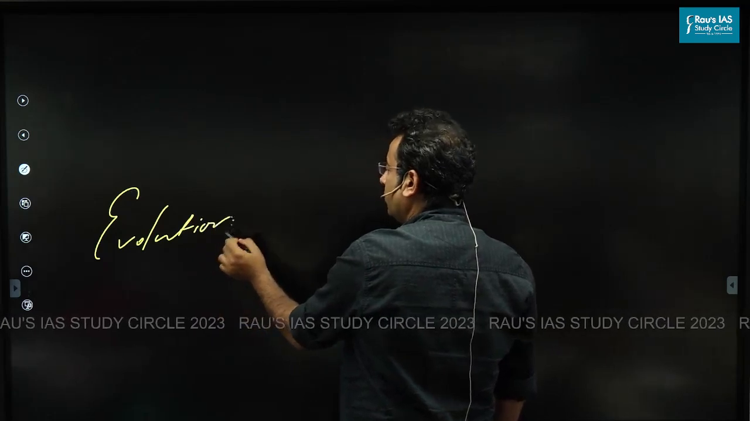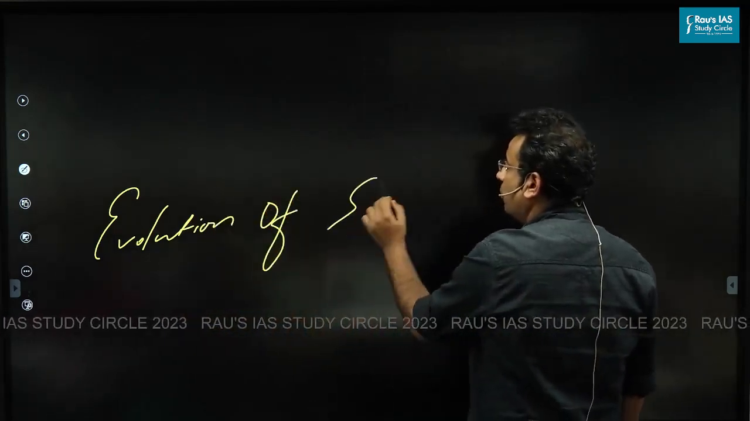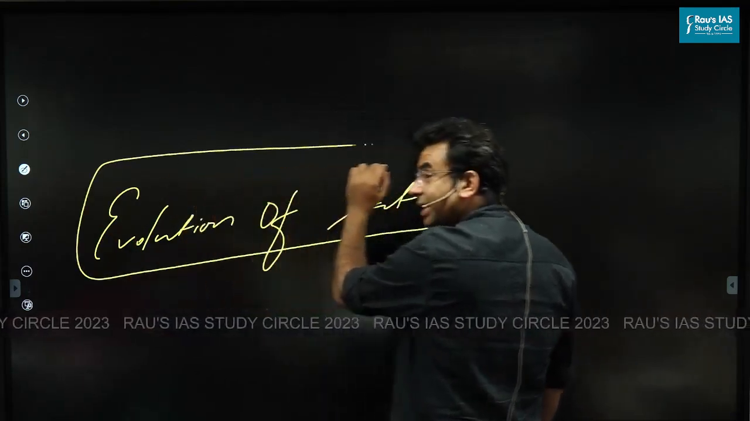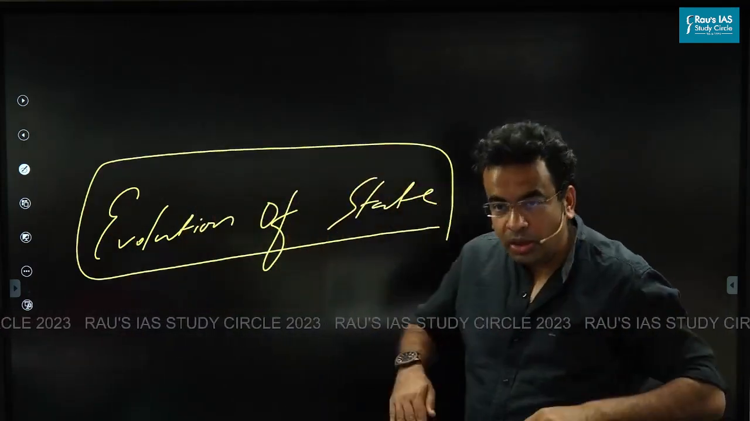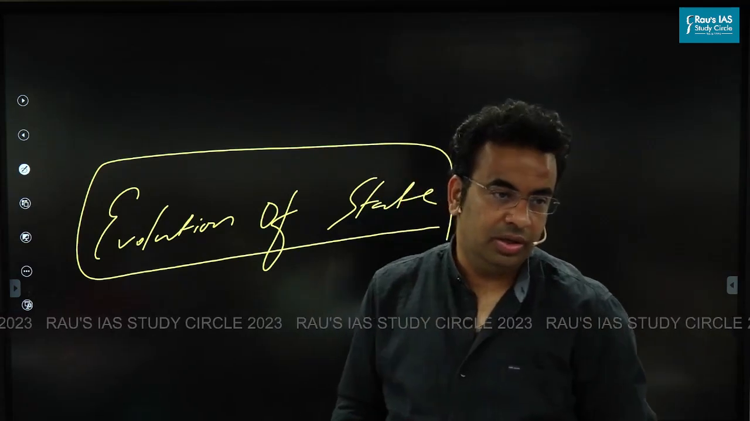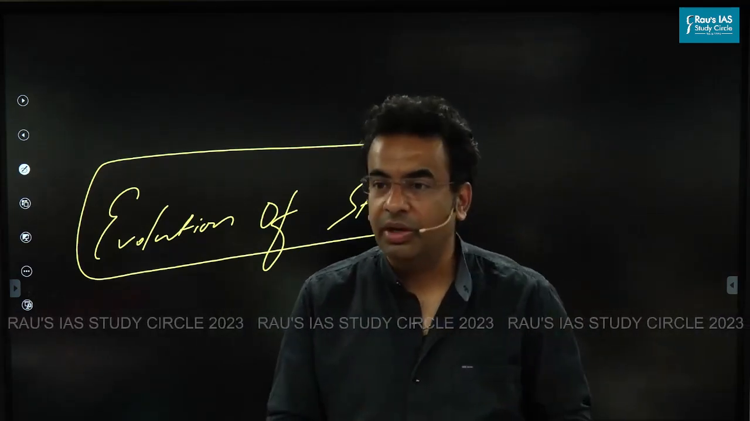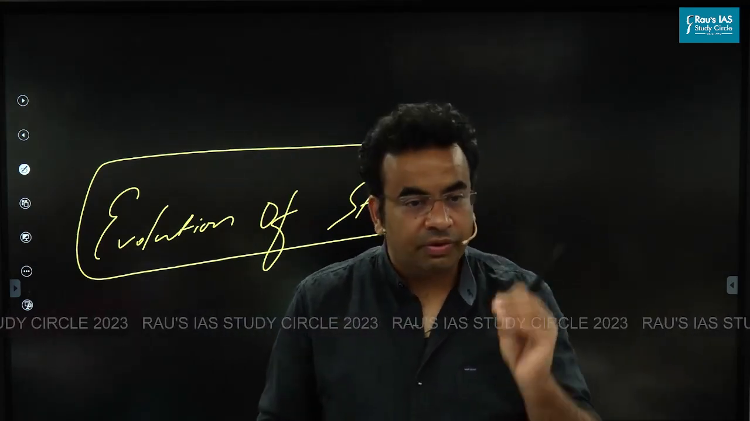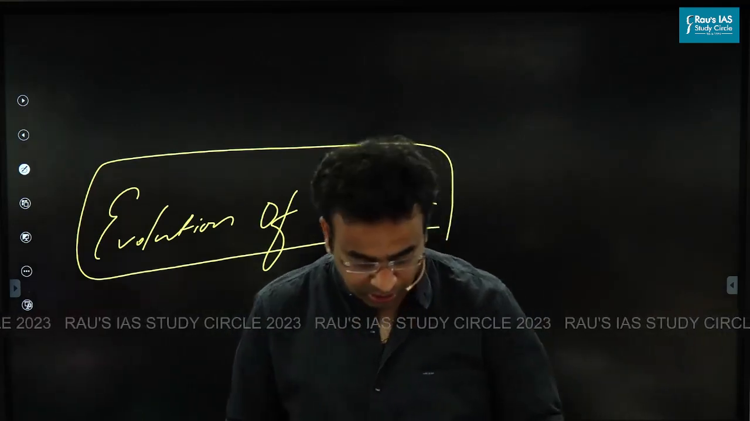State evolve कैसे हुआ? Today I have not told you what evolution. Today I told you what state is. Tomorrow I'll tell you how state has evolved. Ancient, medieval, modern time, and the present concept of state evolved in modern times under the Treaty of Westphalia. ठीक? We'll continue.